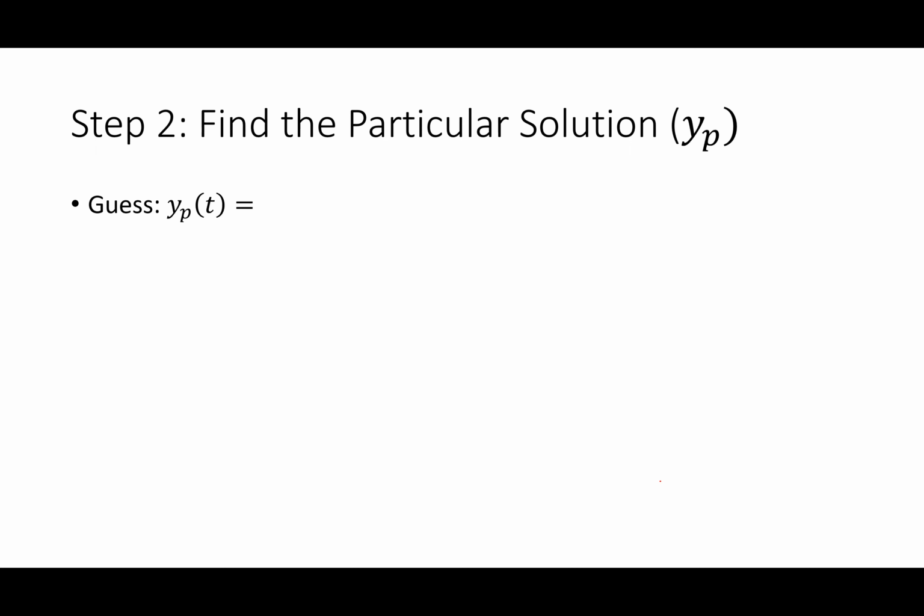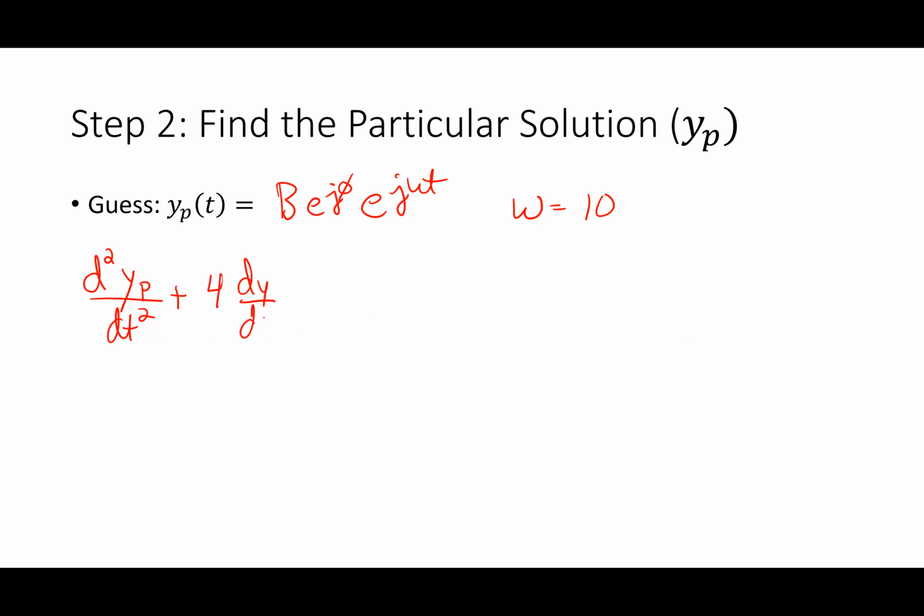So what am I going to do in this case? I'm going to guess that my y sub p is basically B e to the j phi, e to the j omega t, and then take the real part at the end, and omega is going to be 10. How did I know that? Because the input had 10. So I'm going to write out d squared y p by dt squared plus 4 dy by dt plus 3y equals, and this will all be y p.